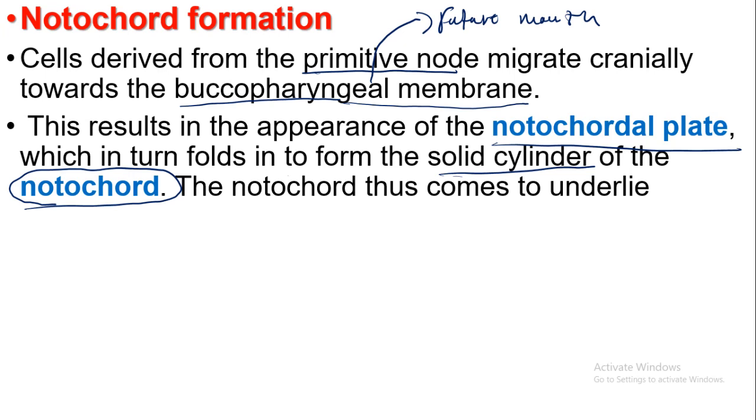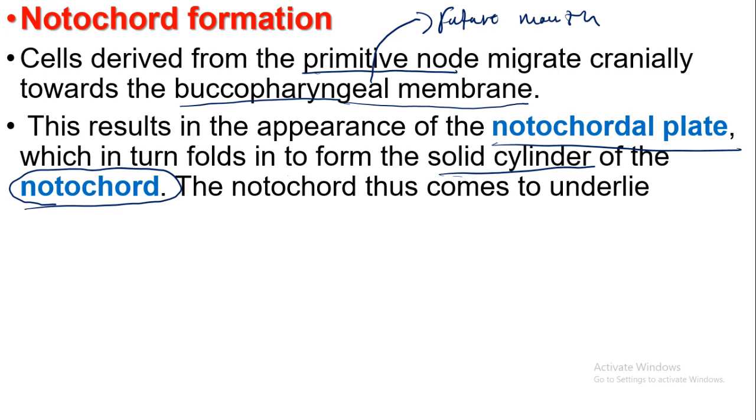Remember, the cells of the primitive node, which was created from the primitive streak, this primitive node will produce these cells. These cells will start moving cranially toward the buccopharyngeal membrane. And then as they move, they will result in the appearance of the notochordal plate. And this notochordal plate will start folding itself into a solid-like cylinder, which we are calling the notochord.